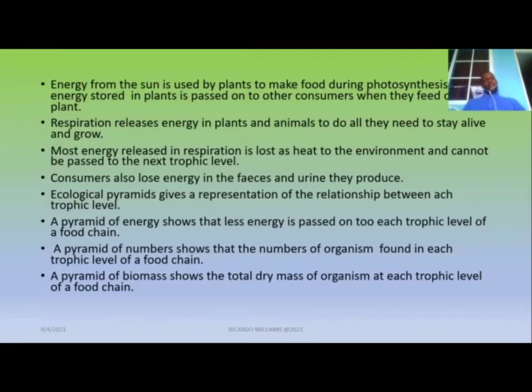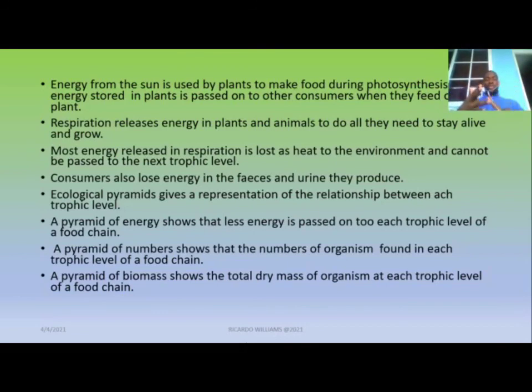Energy from the sun is used by the plants during photosynthesis. The energy is stored in the plants and passed on to the consumers, the animals that feed on the plants, right? And the animals extract the energy from the food via a process called respiration, where the animals basically burn the food and release the energy from the food. But some of the energy is lost to the environment as heat, and that lost energy can't be passed on. The only energy that is passed on is the amount that is stored in the animal's tissue.